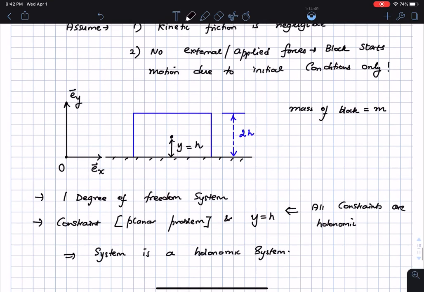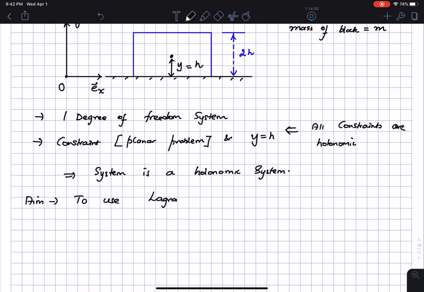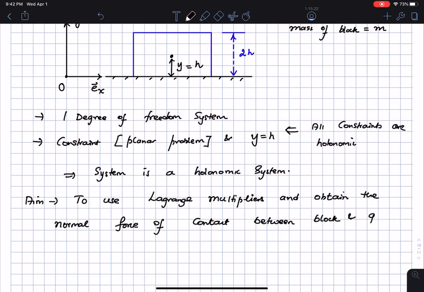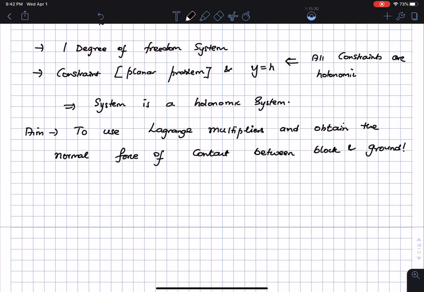So what is the big deal in this problem? I mean, what is our aim? Our aim is to use Lagrange multipliers and obtain the normal force of contact between the block and the ground. And to do this we will very quickly digress into the Newtonian mechanics idea, and then we'll come back to the Lagrange idea.